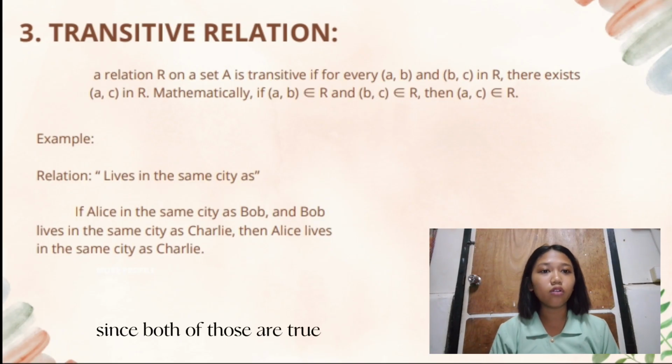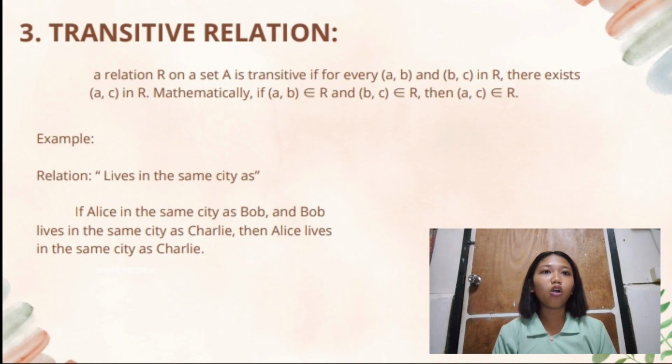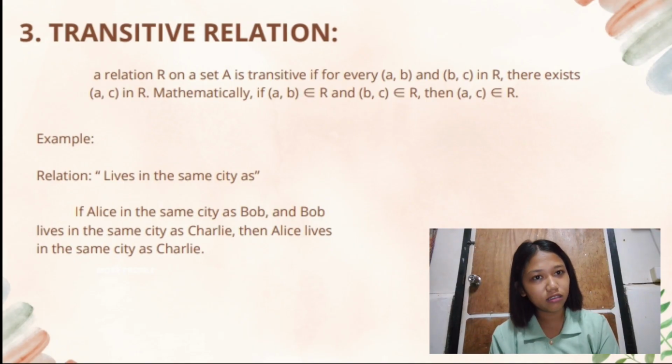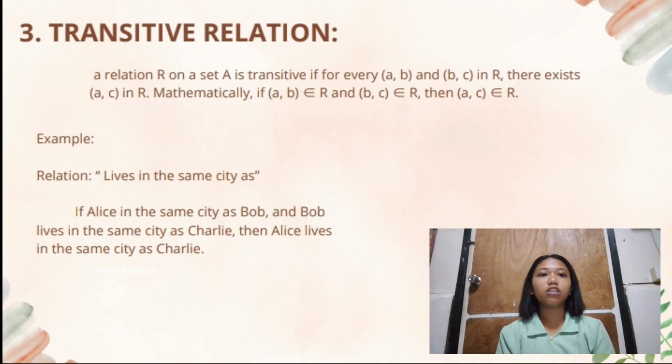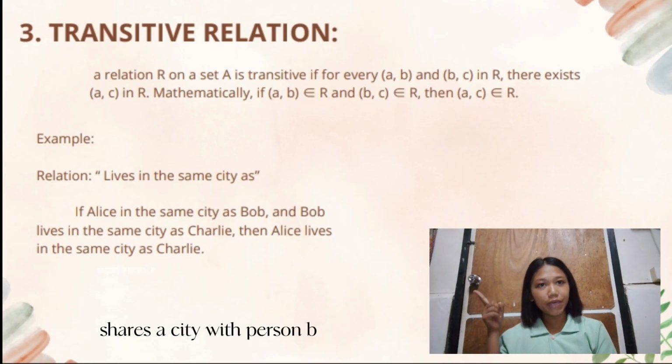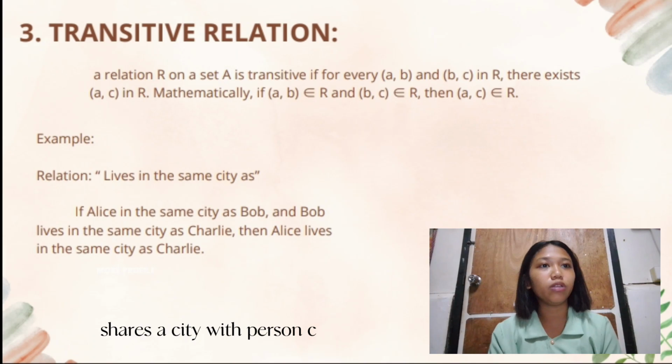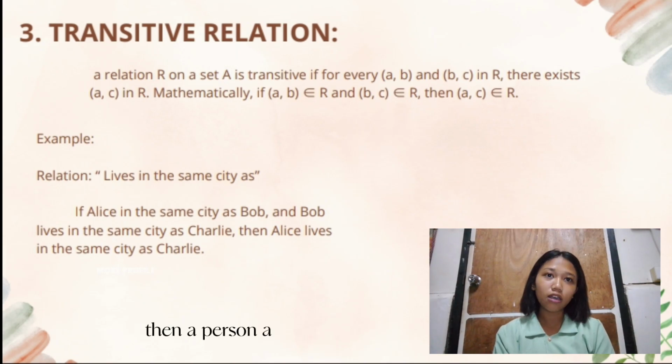Since both of those are true, it automatically means that Alice and Charlie also live in the same city. So when the two connections line up, the first and the last are also connected. So it is a transitive relation, because if person A shares a city with person B, and person B shares a city with person C, then person A also shares a city with person C.